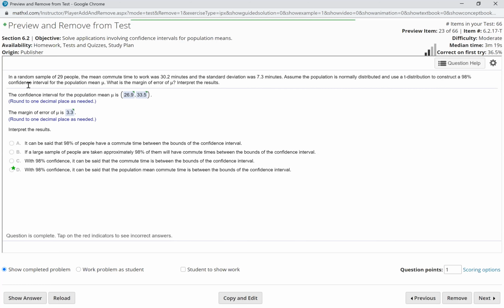He's asking you to find a confidence interval, but let's see whether it is a Z or T. In a sample of 29 people, the mean commute time for work was 30.2. So this is X bar. And this is N. And the standard deviation was 7.3. He didn't say population standard deviation, so just feel free to label it as S. Once you label it as S, guys, it's no longer a Z interval, it's a T interval.